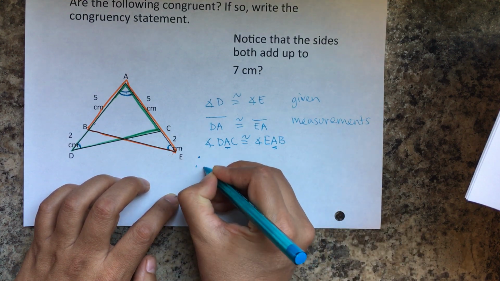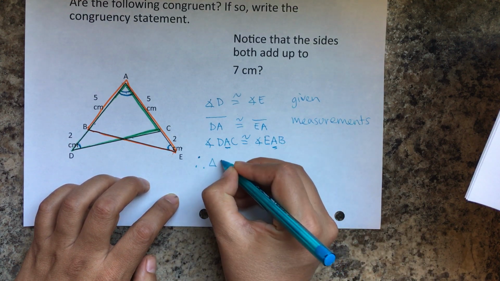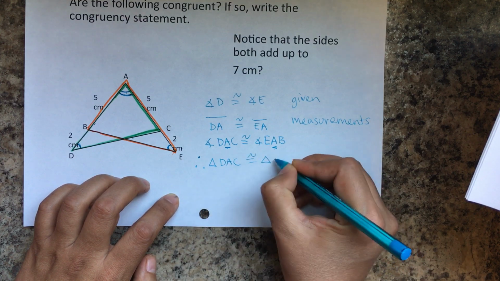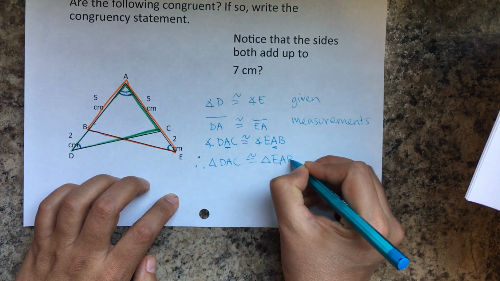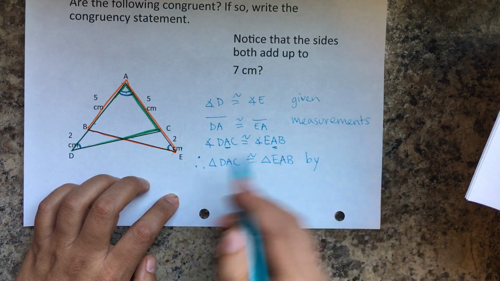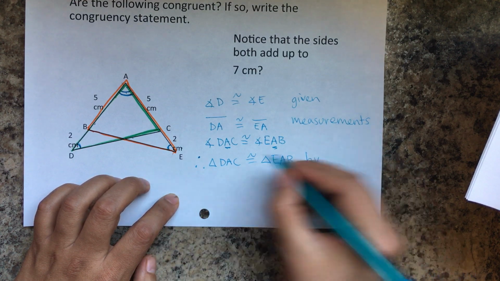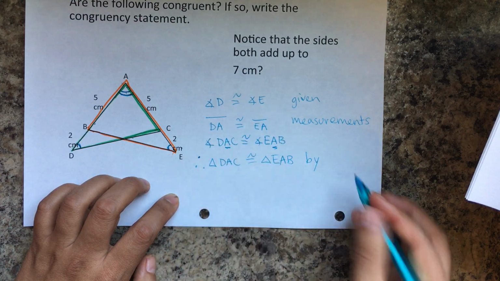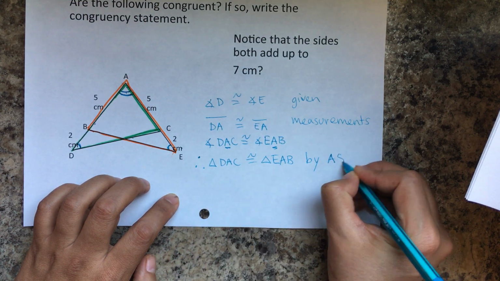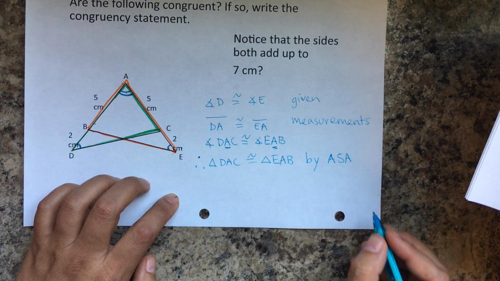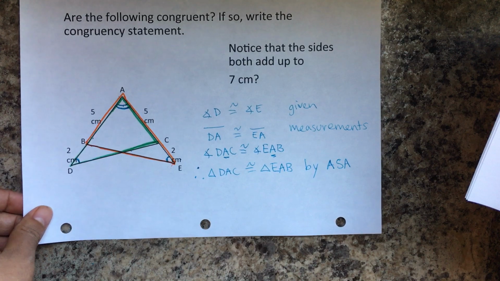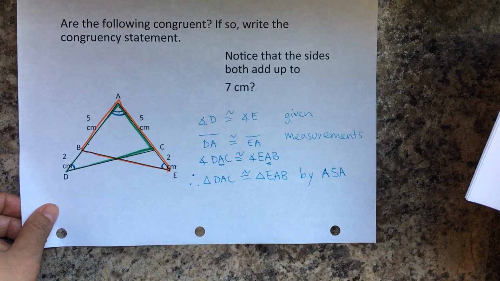And now we can say, therefore, triangle DAC is congruent to triangle EAB, and it's by the angle, side, angle. Okay, so angle, side, angle. Take a minute, pause the video so that you can take note of that.